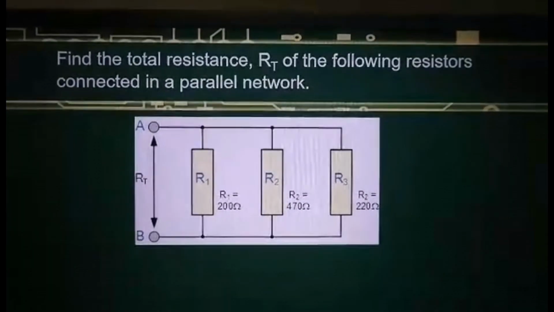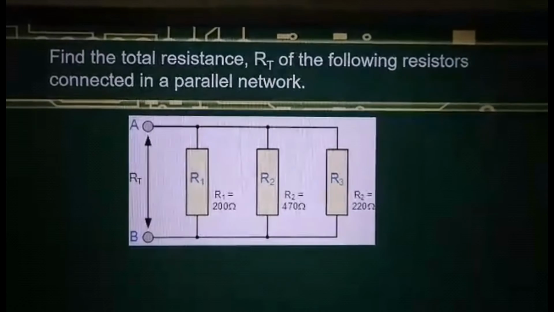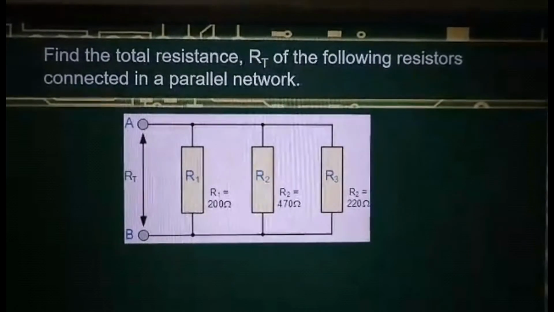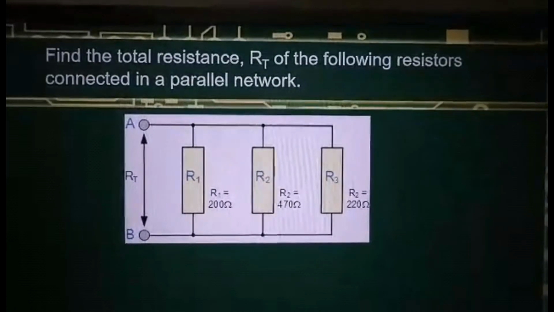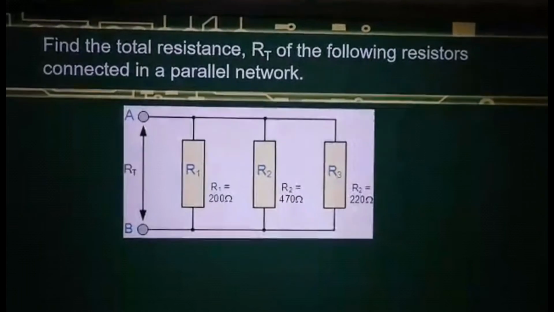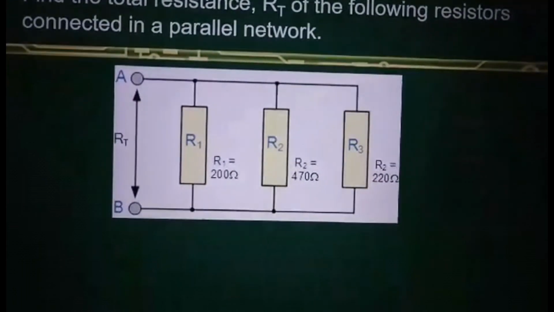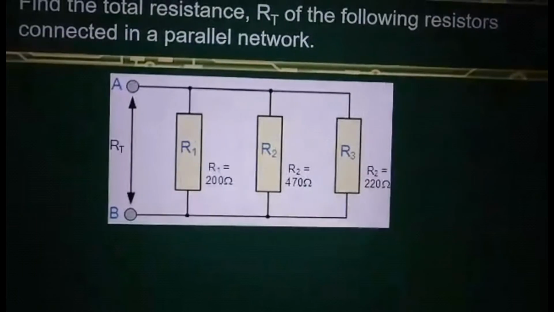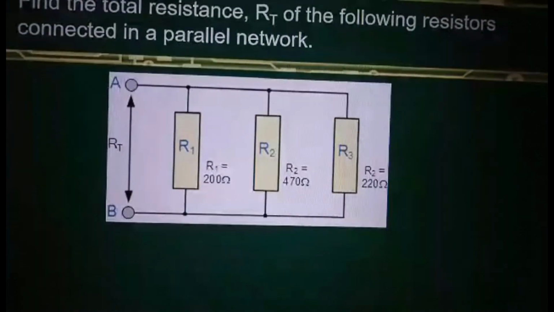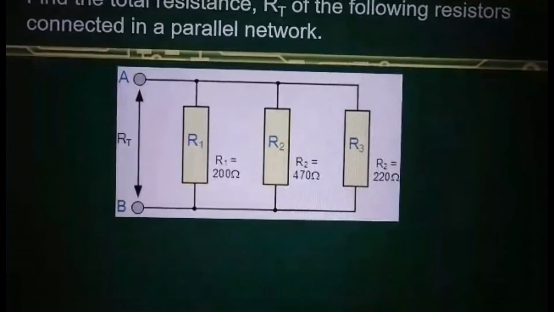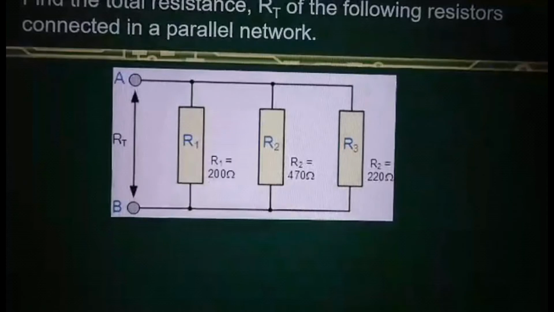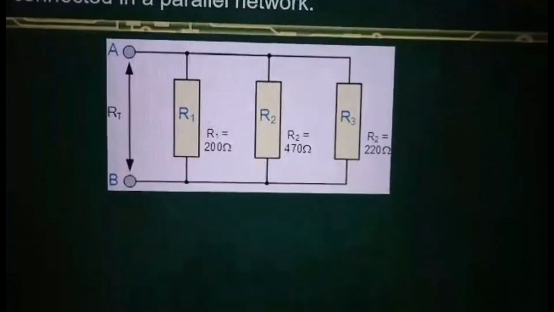Now, let's try to answer this exercise. Find the total resistance of the following resistors connected in parallel network. So we have 3 resistors in parallel. R1 is 200 ohms, R2 is 470 ohms, and R3 is 220 ohms. So let's solve for the total resistance.